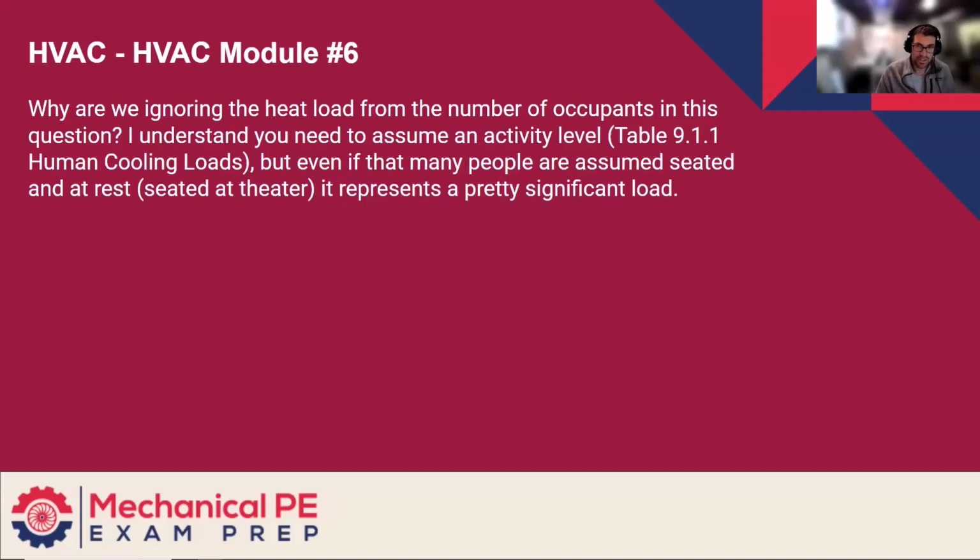And HVAC 6. Why are we ignoring the heat load from the number of occupants in this question? I understand you need to assume an activity level, table 9-11, human cooling loads, but even if that many people are assumed seated and at rest, as in seated at a theater, it represents a pretty significant load.